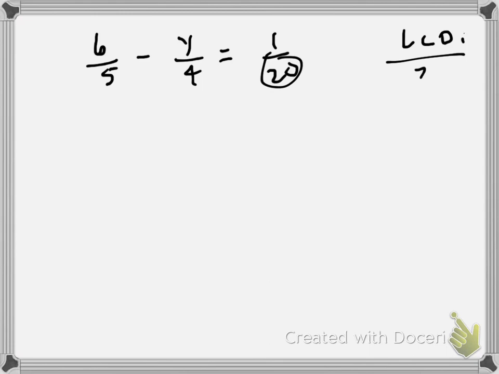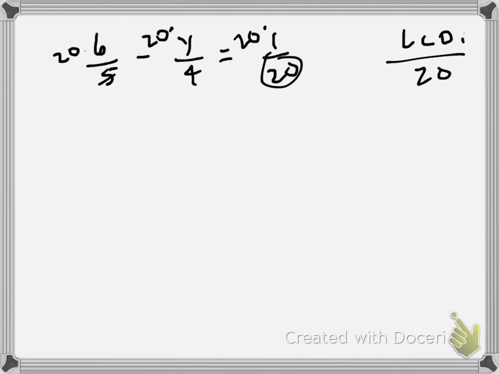20 times 1 is 20. 5 goes into 20 evenly. 4 goes into 20 evenly. So 20 is going to be my LCD. Okay, so next step is to take that LCD and multiply it times every single term, on both sides of the equation.